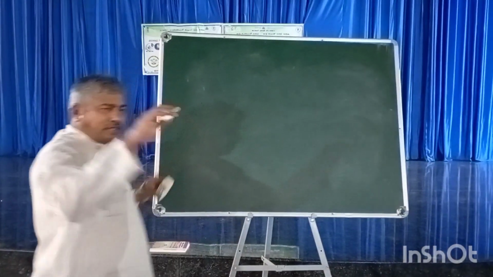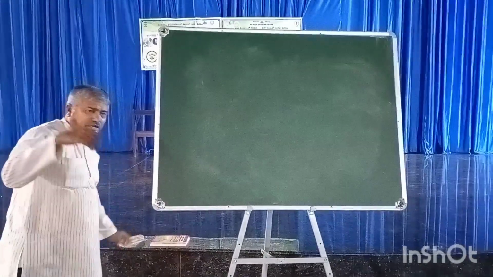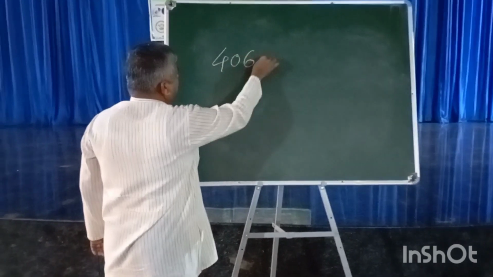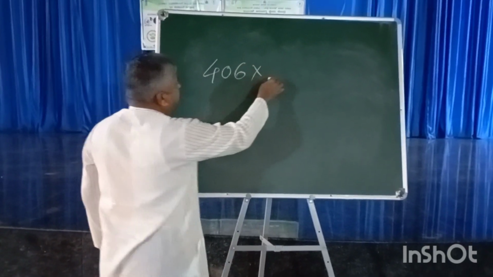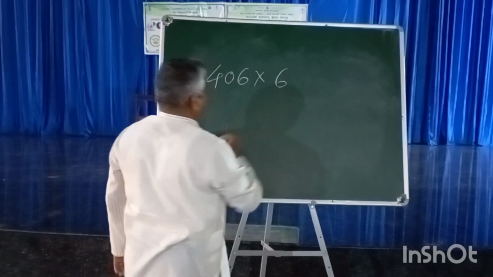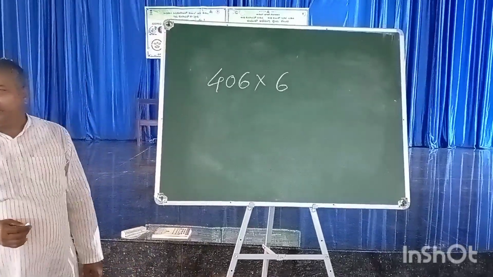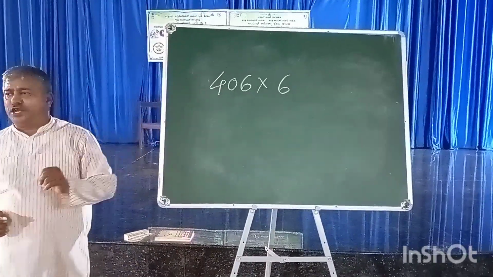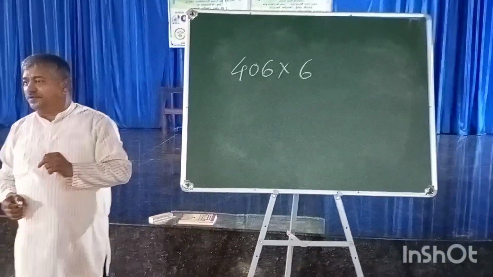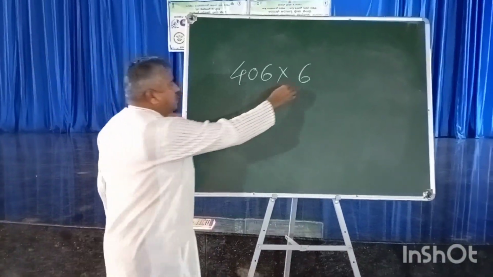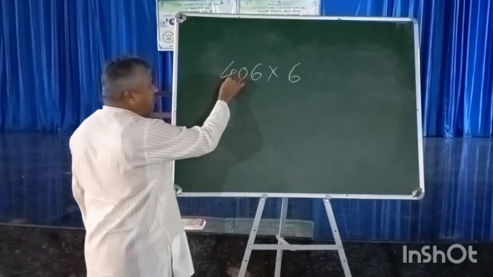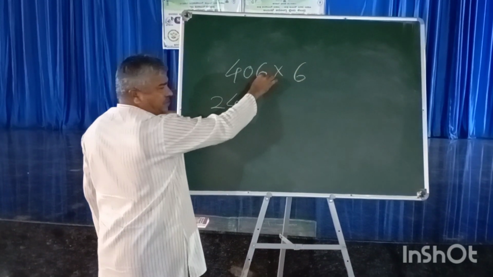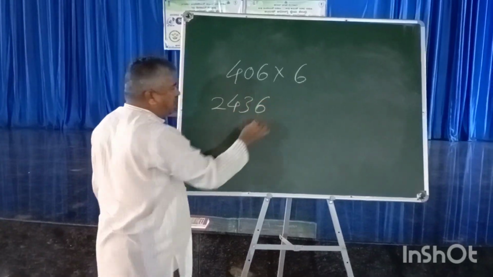Okay, another technique here. Say 406 into 6. 406 into 6. This is called the middle zero technique. 6 4s are 24. 6 6s are 36. Okay, this is the answer.